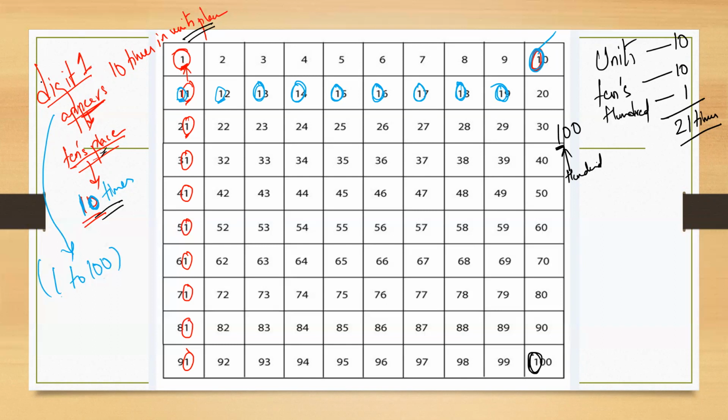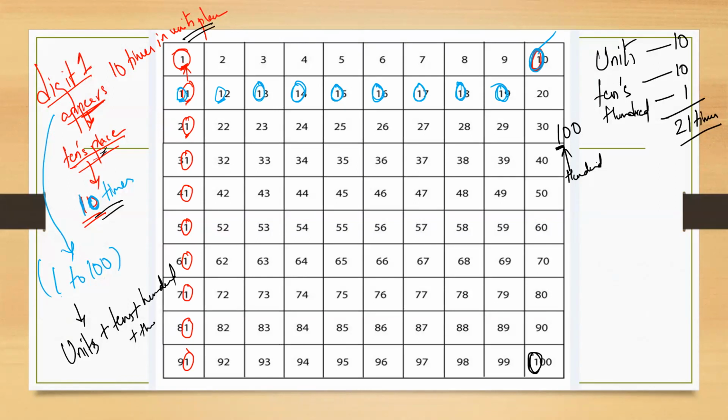Whenever this kind of question is asked, how many times does a specific digit appear? We are first finding out the pattern here. We are finding out how many times that digit appears in the units place, how many times in the tens place, how many times in the hundreds place, how many times in the thousands place, and so forth. So this is the basic premise. I hope this is clear.